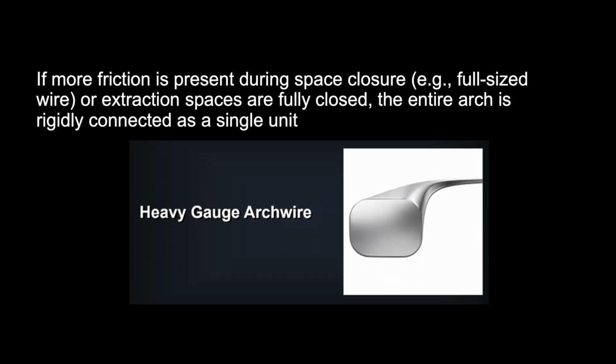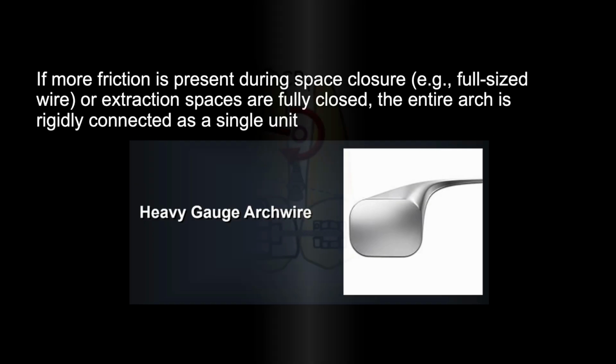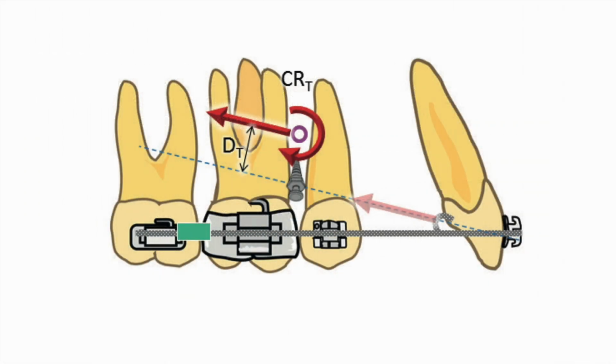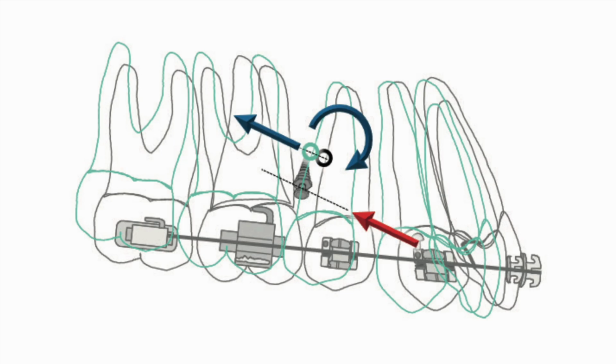When we use a full-sized arch wire, high friction essentially locks the wire into the brackets, making the entire arch act as a single, rigid active unit. We must evaluate movement based on the CR of the entire arch, usually located around the premolar roots. Transposing the retraction force to the full arch center of resistance creates a clockwise moment for the entire arch.